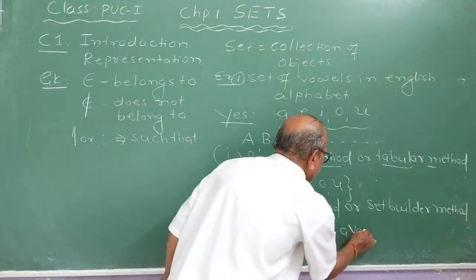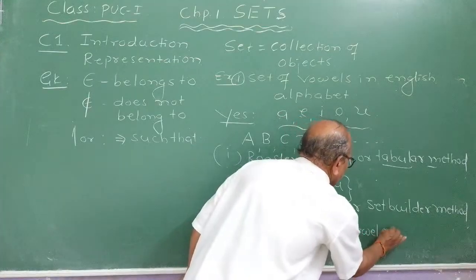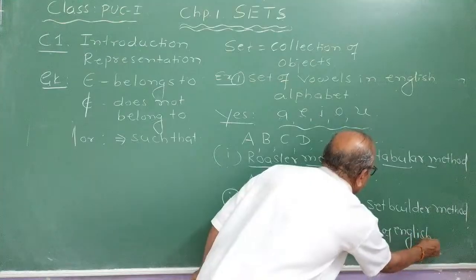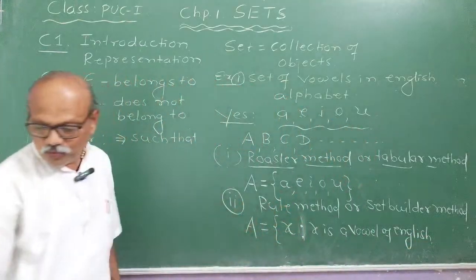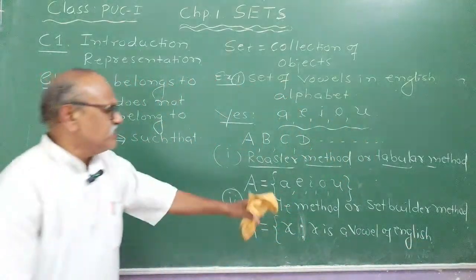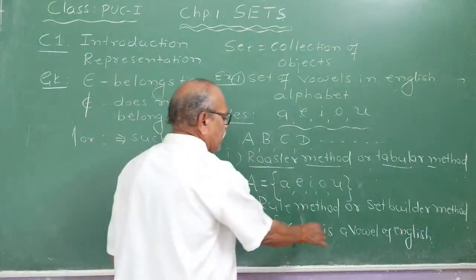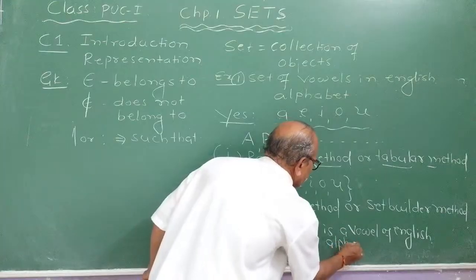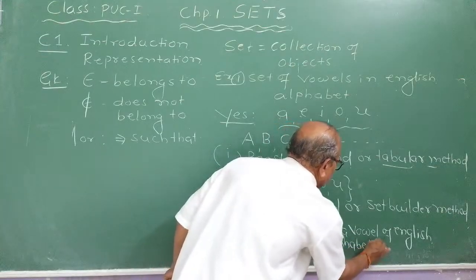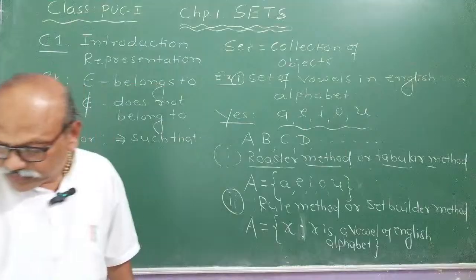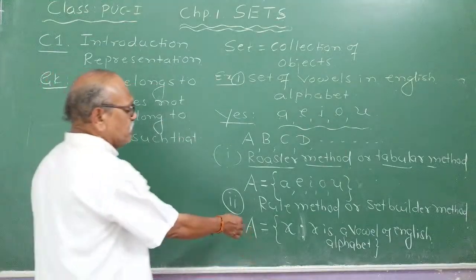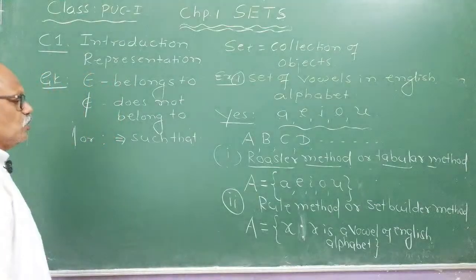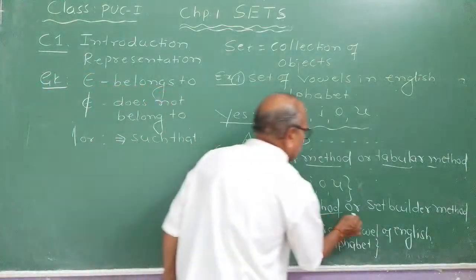vowel of the English alphabet. Means in the set builder method, we are writing the rule by which elements of the set can be obtained. X is a vowel of the English alphabet. Look at here. The rule by which elements of the set can be written inside the bracket is called the rule method or set builder method.